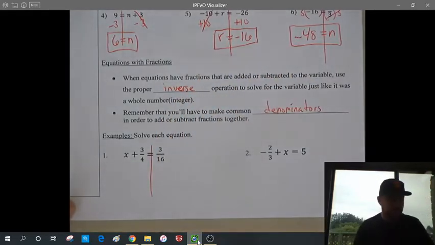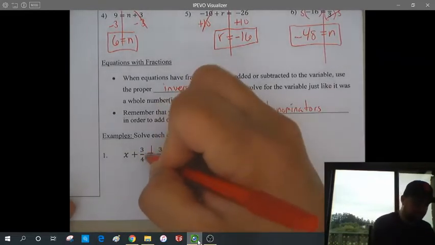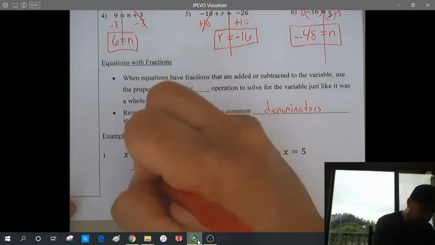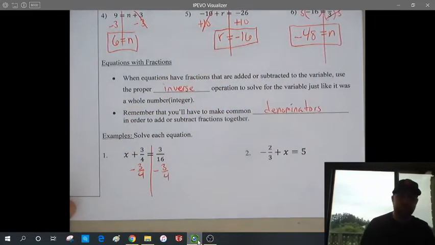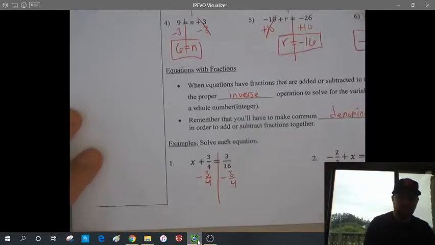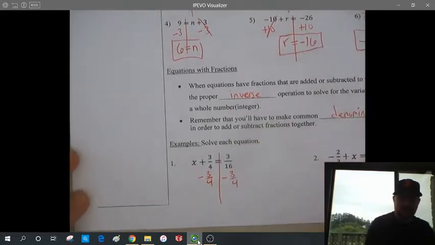So for this example down here, we've got x plus 3/4. So again, it's just addition of 3/4. So in order to undo that, I'm going to be subtracting 3/4. But what that gives us here is I have 3/16 minus 3/4.